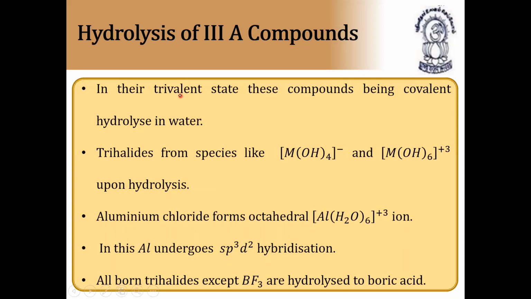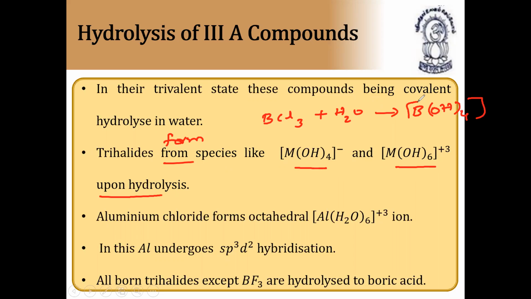Next, hydrolysis of third A group elements. In their trivalent state, these compounds, being covalent, hydrolyze in water. They can readily hydrolyze in water. Trihalides form species like [M(OH)4]- and [M(OH)6]3- upon hydrolysis. That is, BCl3 on dissolving in water forms [B(OH)4]-, and AlCl3 on hydrolysis forms [Al(OH)6]3-.